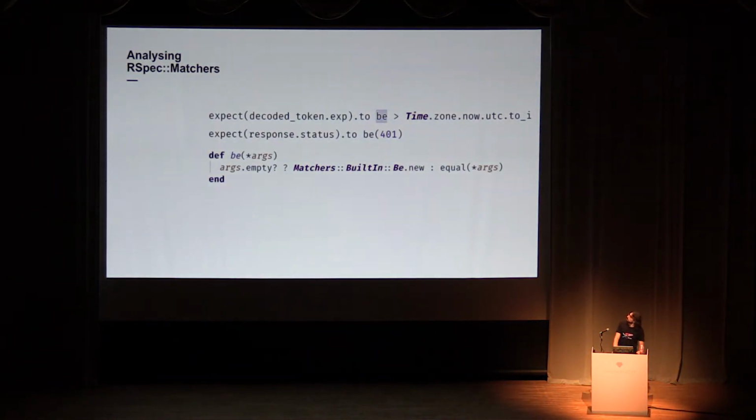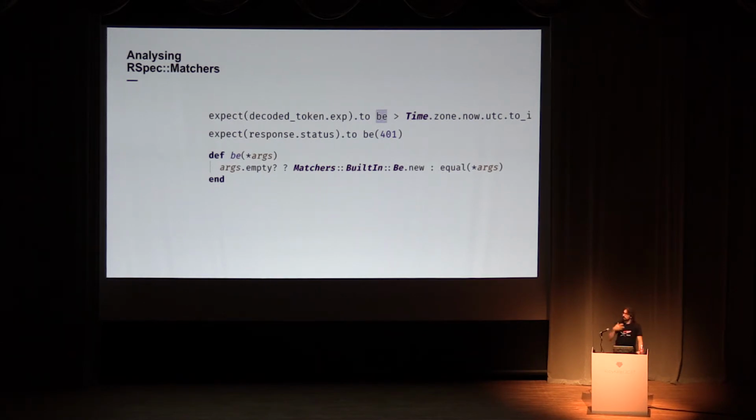There's an example, RSpec matchers. Look at the b method, which has a return type depending on the input. If there is nothing in the input, it returns b. If there is anything, it returns an equal class. And they have different sets of methods.